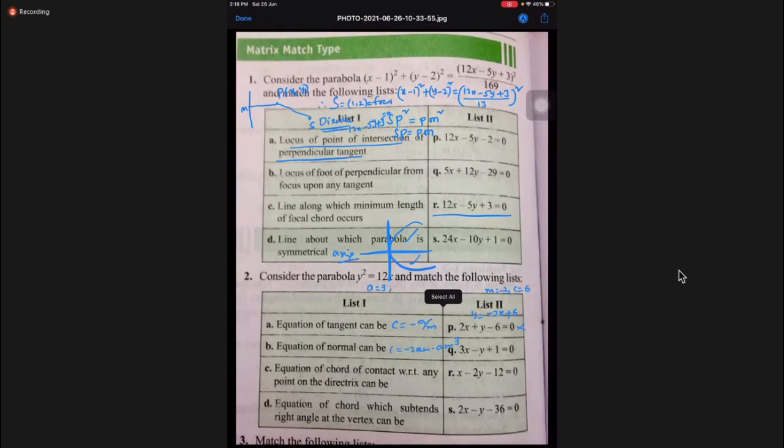Shall I continue, or any doubt in the first? To anybody, is there any doubt in the first? Once again, I'm asking, students, please respond.